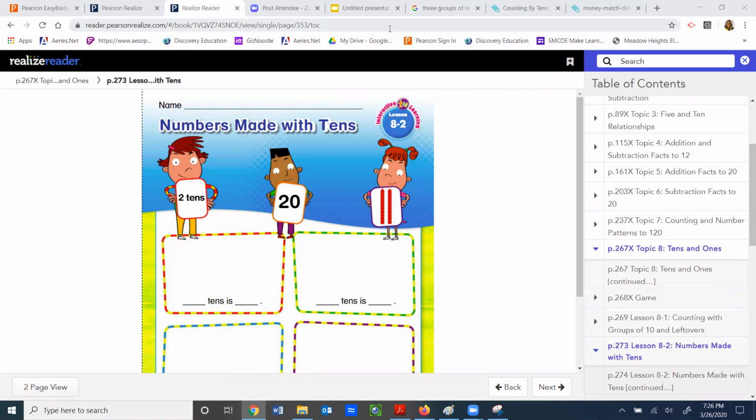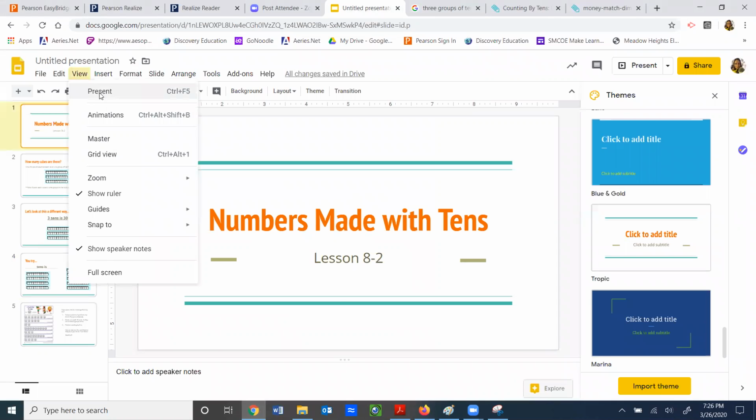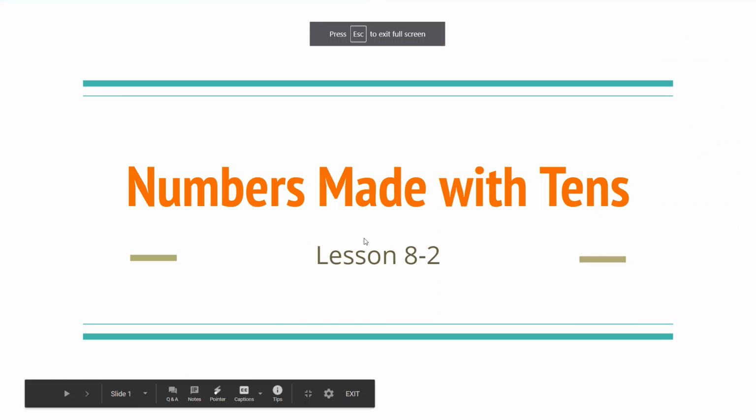Now I'm going to move away from this worksheet. We're going to go to a PowerPoint that I made, and we're going to start from the beginning, and we're going to look at some examples. So, numbers made with tens.